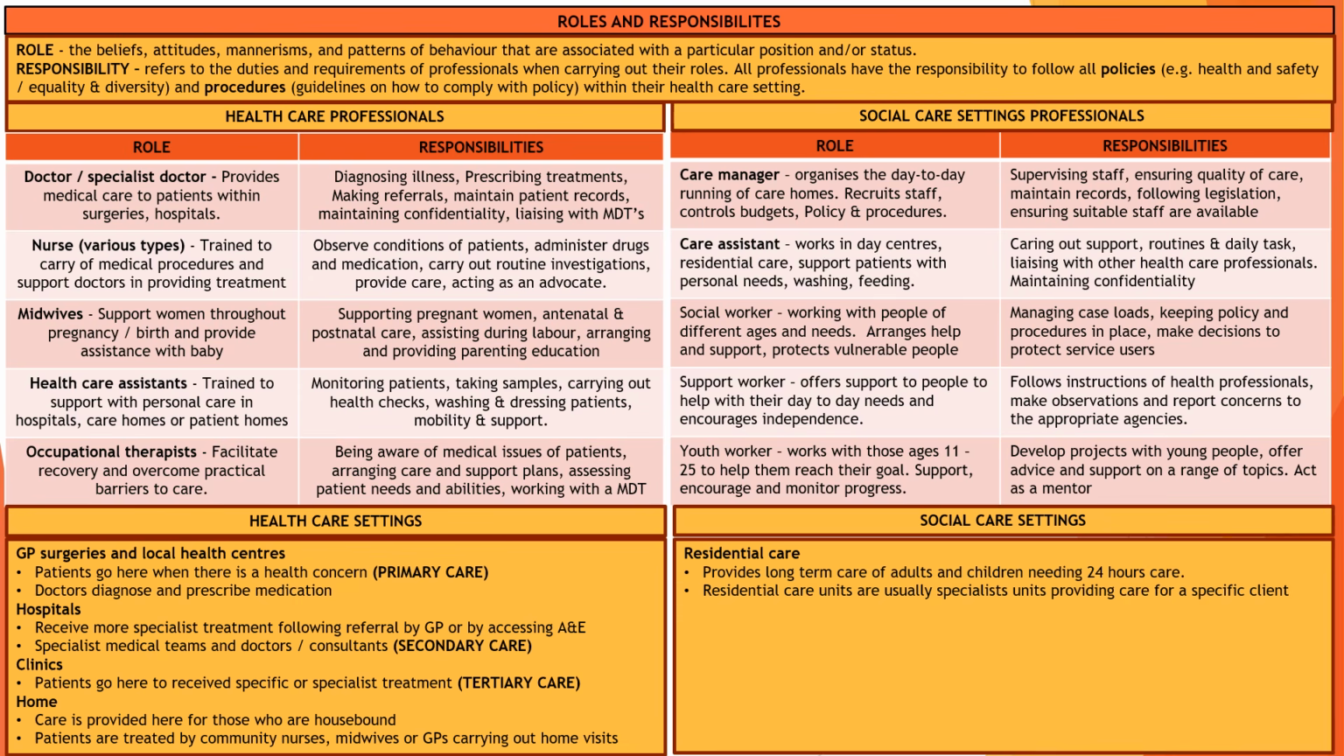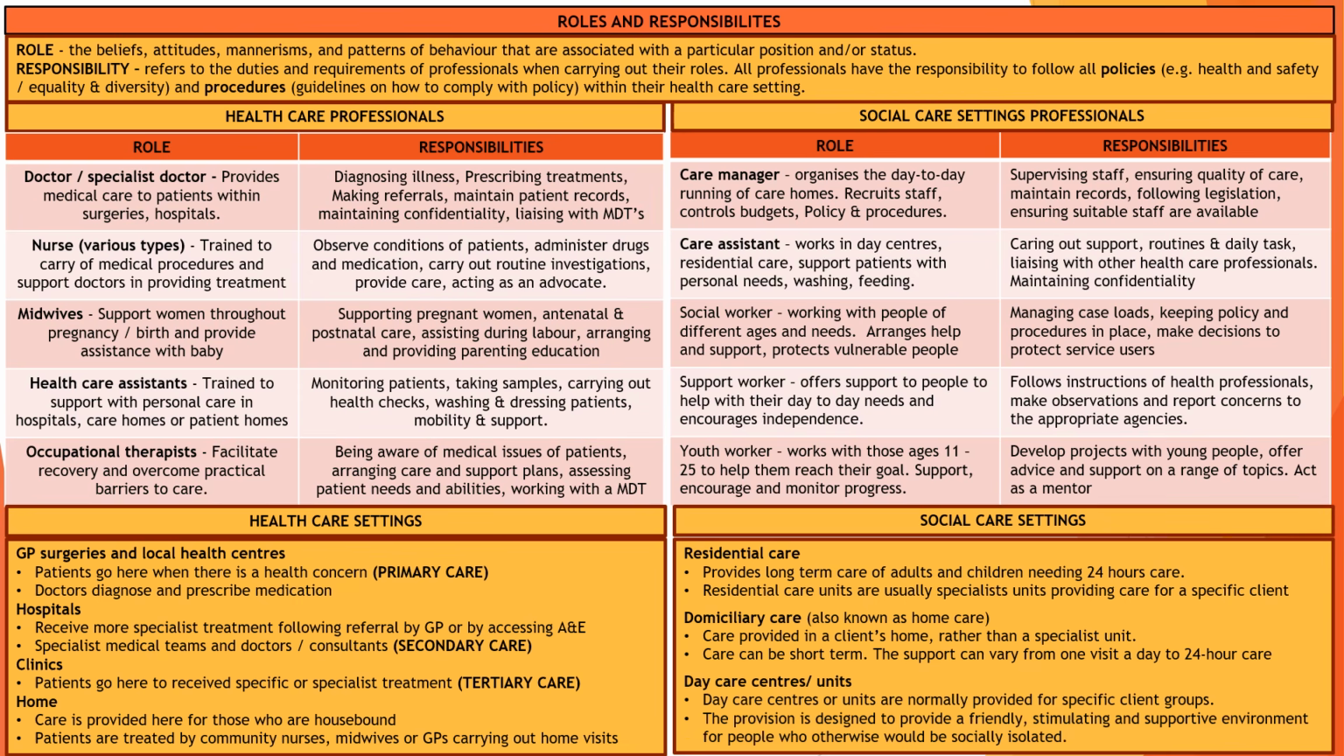And for last but not least, the care settings. Residential care is a setting where adults will go, or children can go, if they need 24 hours of care. And again, these units are generally specialised to provide that care. Domiciliary care, known as home care, is the same level of care being provided, but often it's more likely to be done in a client's home than a unit. It could be short term, it could be one visit a day, it could be several visits a day.